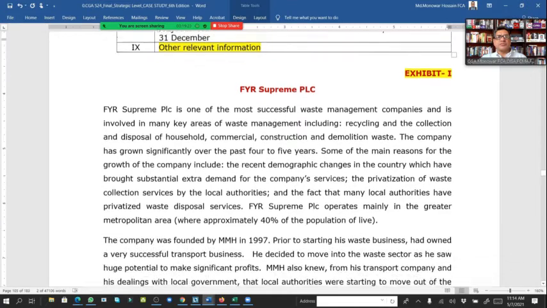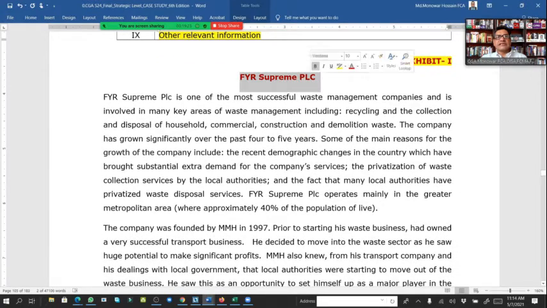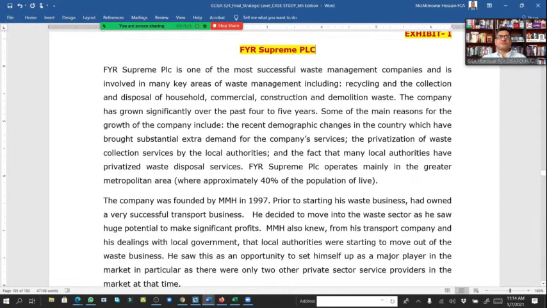If we see exhibit number 1, it is about the FIR Supreme, discussing the company. FIR Supreme PLC is one of the most successful waste management companies and is involved in many key areas of waste management, including recycling and collection and disposal of household, commercial, construction and demolition waste. So it is a waste management company.